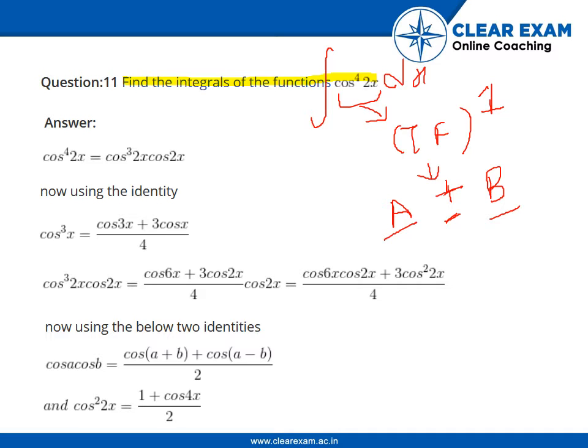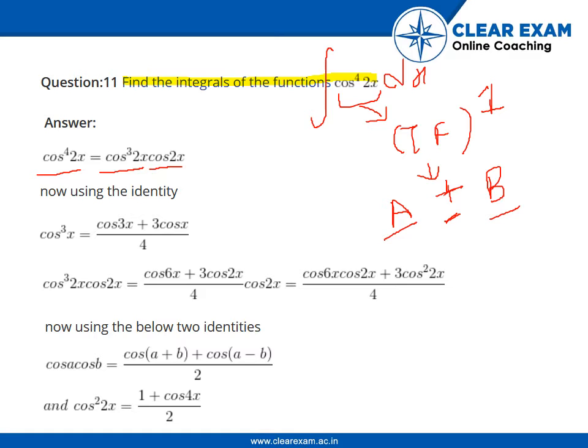So how do we do this? We take the help from the trigonometric identities that we already know. So what should we do? Our first step is to write cos 2x raised to the power 4 as cos 2x raised to the power 3 multiplied by cos 2x. That is, we break one of the powers separately.